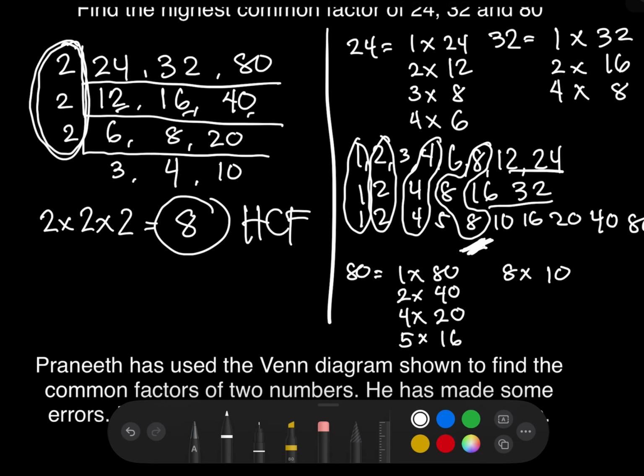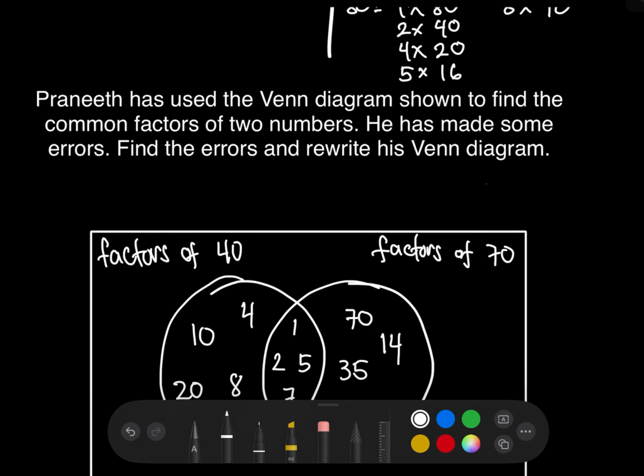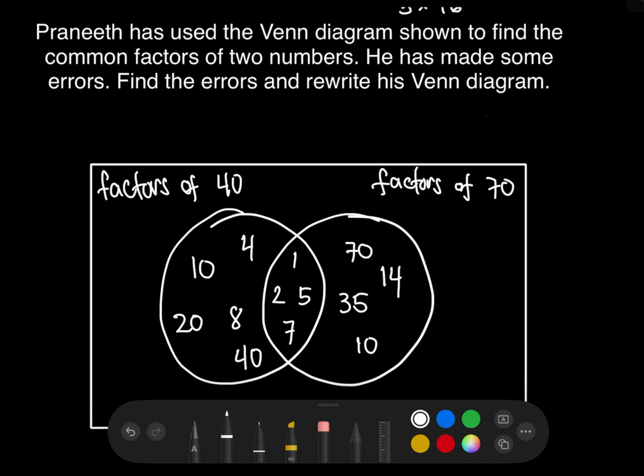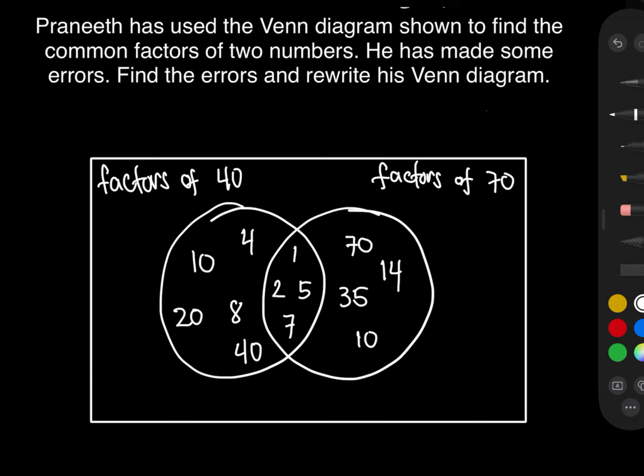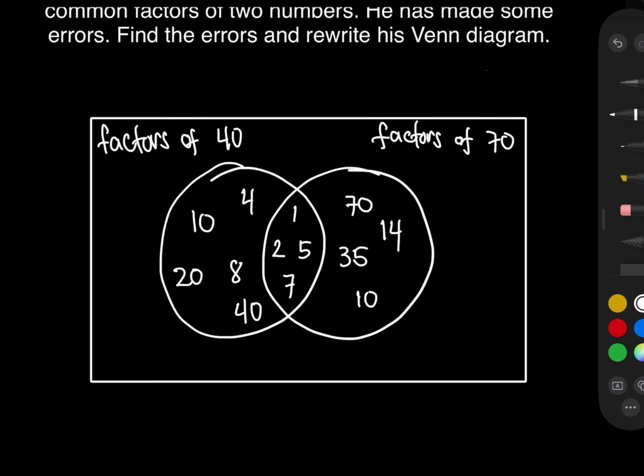Okay. Now for the last example. Pranit has used the Venn diagram shown to find the common factors of two numbers. He has made some errors, so find the errors and rewrite his Venn diagram. So in this case, we are looking for the factors of 40 and 70.